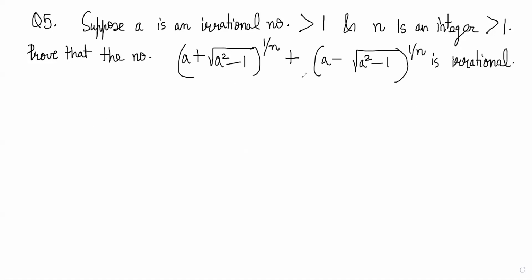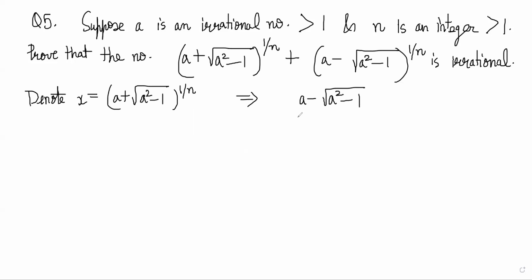Okay. We have to show the irrationality of this. So usually such questions we'll do by proof by contradiction. Before we start, however, we'll denote x is equal to (a plus root over a square minus 1) whole power 1 by n. And then it is obvious that (a minus root over a square minus 1) whole power 1 by n is equal to 1 by x. Why? You can multiply this with this and you will realize that they are conjugate radical expressions, so the product of them is actually 1. So if this is x, this is 1 by x, right?